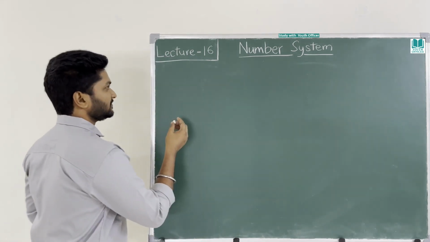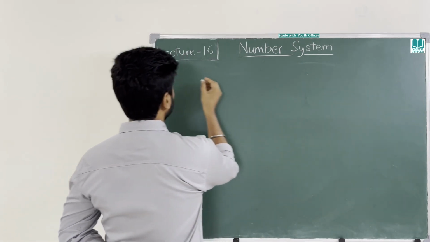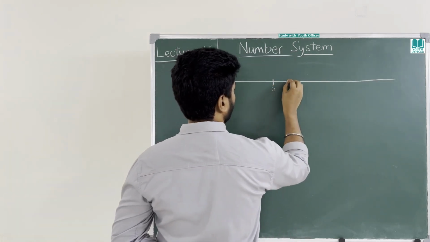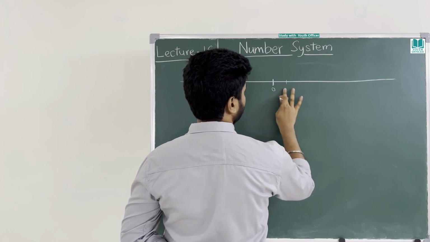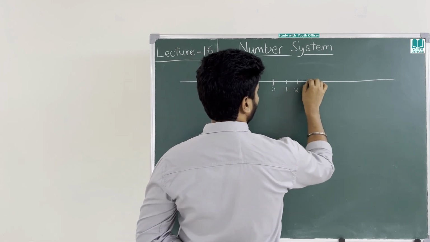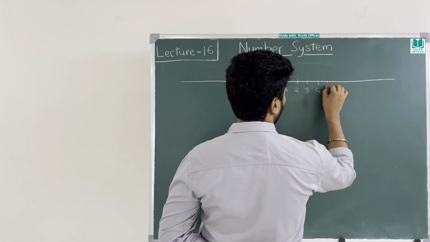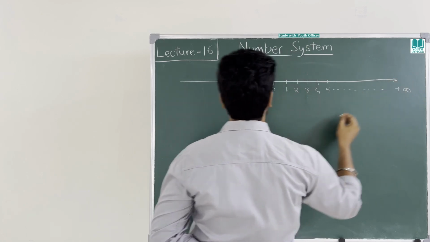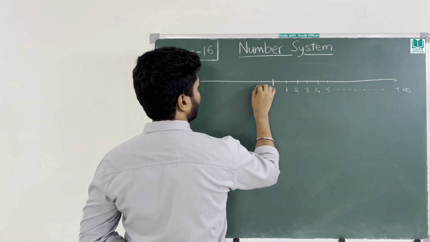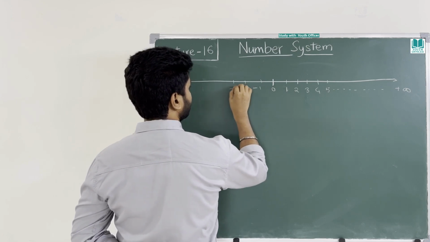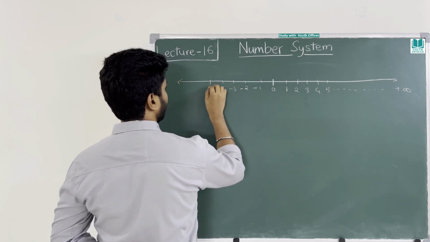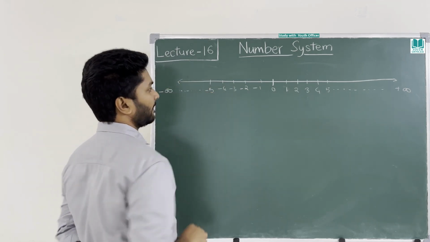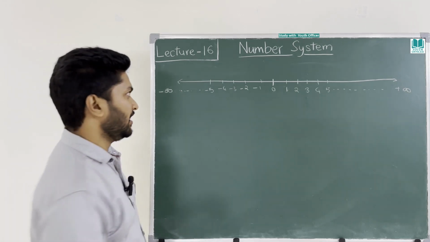Okay, fine then. What is a number line? First we will start with the number line. 0, 1, see, I say 1 and I write 2. 2, 3, 4, 5, and so on to plus infinity. Now minus 1, minus 2, minus 3, minus 4, minus 5, and so on to minus infinity. This is called a number line.